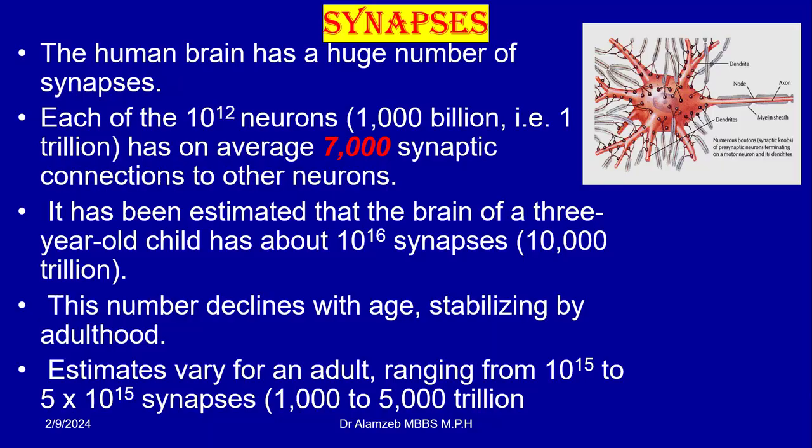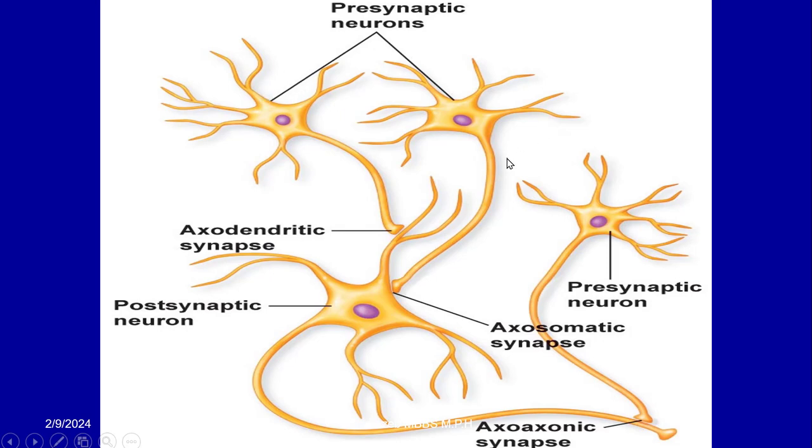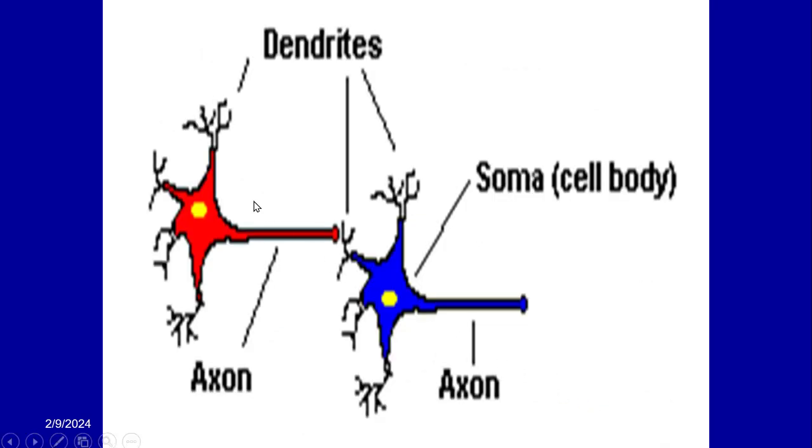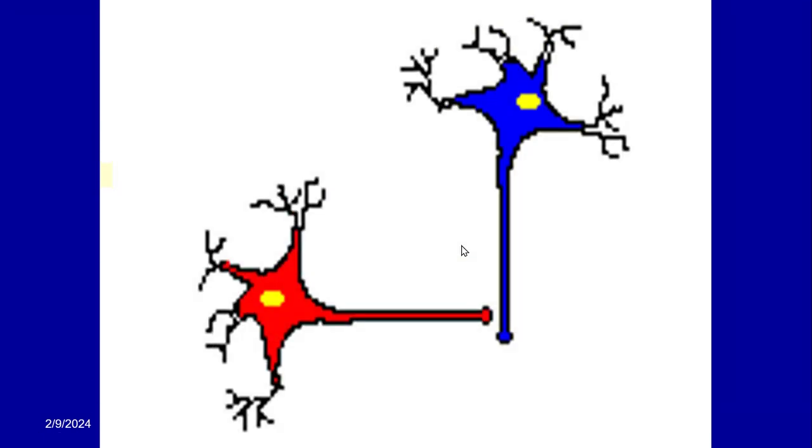Here is the magnified picture of the neuron, where it receives synapses from other neurons at the dendritic level, at the soma level, and at the axon level. This is the presynaptic neuron which makes synapses at the soma and dendrite and also on the axon. Here you can see that one neuron makes a synapse with another neuron at the dendritic level. Here the presynaptic neuron makes a synapse on the soma. This is an axosomatic synapse, and this is an axoaxonic synapse, where an axon makes a synapse with an axon.